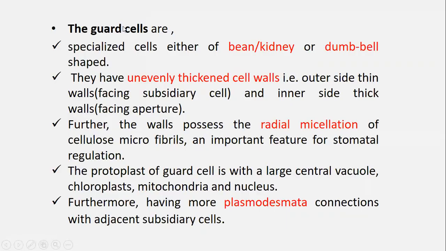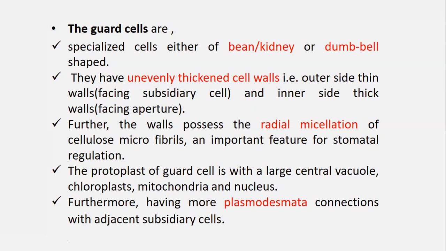Coming to the structure of the guard cells. Guard cells are specialized cells of either bean or kidney shape or dumbbell shape. They have unevenly thickened cell walls, that is, thin outer walls facing the subsidiary cells and thick inner walls facing the aperture. Further, the walls possess a radial orientation of cellulose microfibrils, an important feature for stomatal regulation.